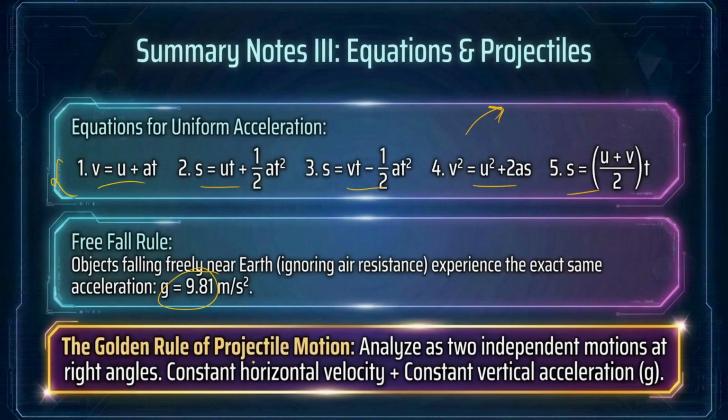Now the last one is the golden law of projectile motion. To understand projectile motion, study it as two independent motions, each in one dimension. First consider the horizontal velocity, and then the vertical velocity along with the acceleration. Once you master these rules, you can solve any projectile problem.